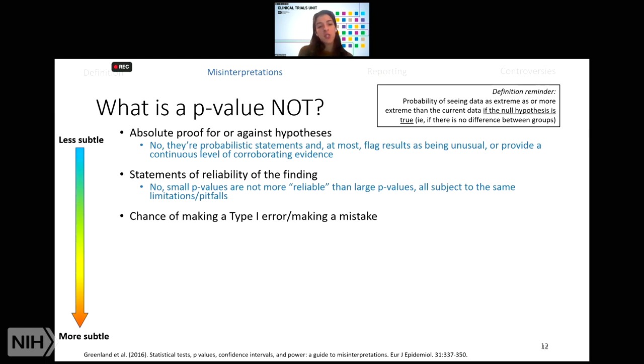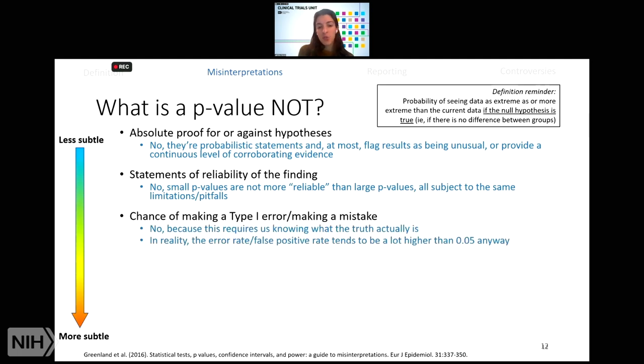The next misinterpretation is the chance of making a type 1 error, or making a mistake in your decision of the success of the trial or the significance of the trial. And this is not true because this requires us knowing what the truth actually is to know whether or not we did make the mistake. And we'll talk briefly about type 1 error. There's not so much room for type 1 error discussions in this particular lecture, but in reality, that type 1 error false positive rate tends to be a lot higher. People argue that it's often higher than our usual 0.05 cutoff anyway. So thinking about it in those black and white terms is not that helpful.